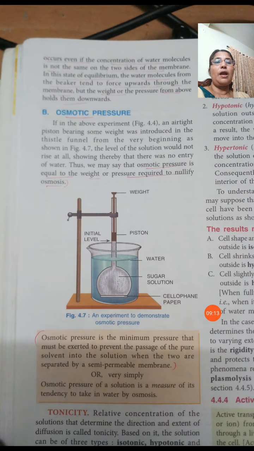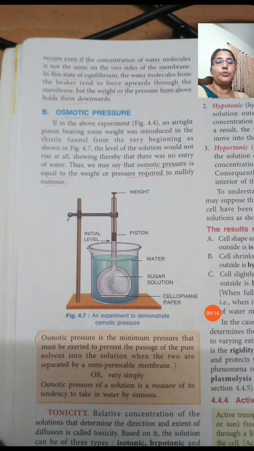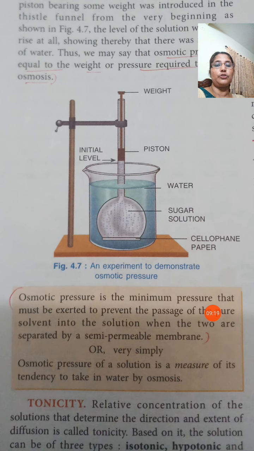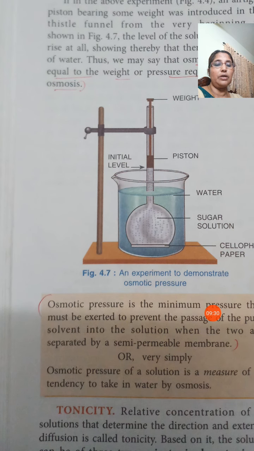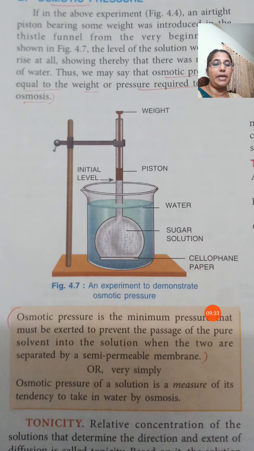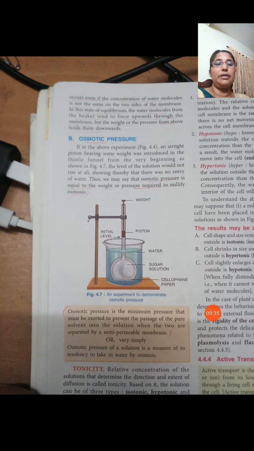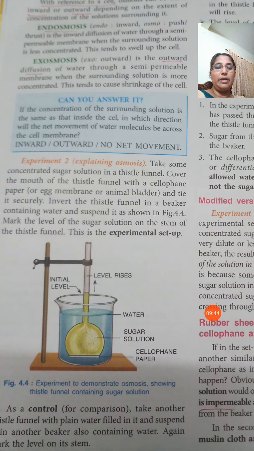Another term we have to learn is osmotic pressure. Here is the definition of osmotic pressure. Osmotic pressure is the minimum pressure that must be exerted to prevent the passage of the pure solvent into the solution when the two are separated by a semi-permeable membrane. Here you can see that if we keep the beaker and the experimental setup, we can see an initial level and a final level.